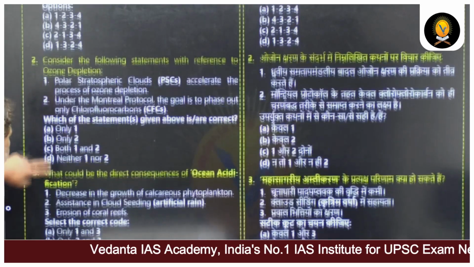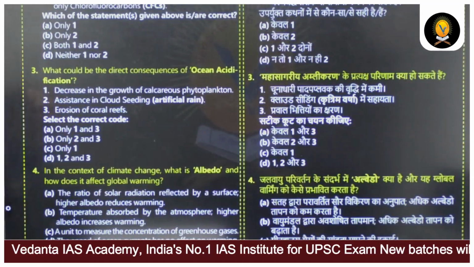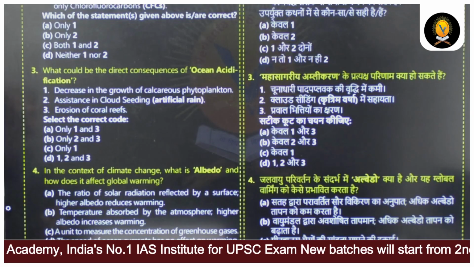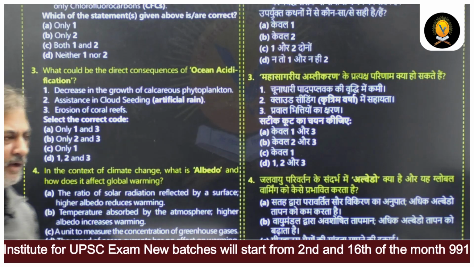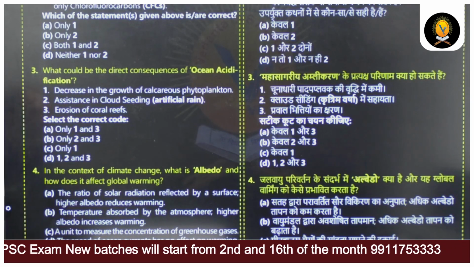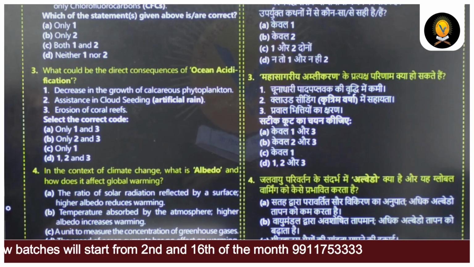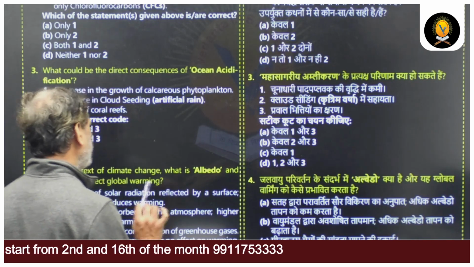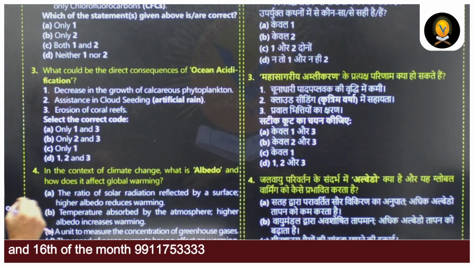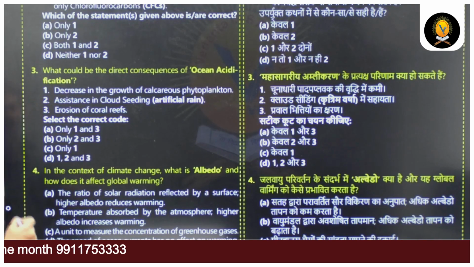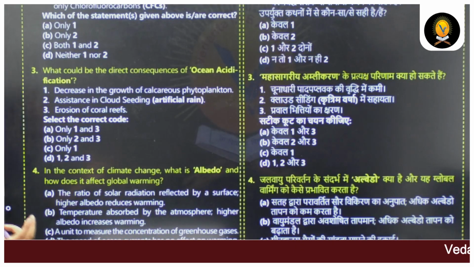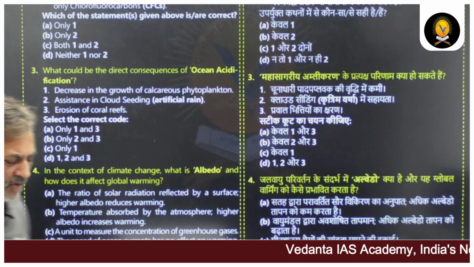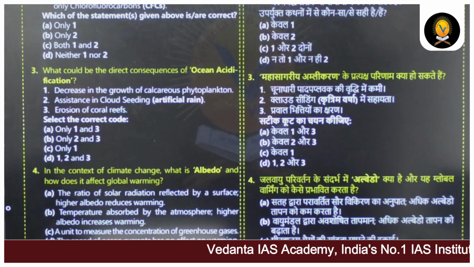Now, what could be the direct consequence of ocean acidification? What is the meaning of ocean acidification? The decrease in the pH value of water is called ocean acidification. We have discussed it in class. Decrease in the growth of calcareous phytoplankton, yes, because whenever acidity of the ocean increases, it directly impacts calcareous organisms like corals. Erosion of coral reef is correct.